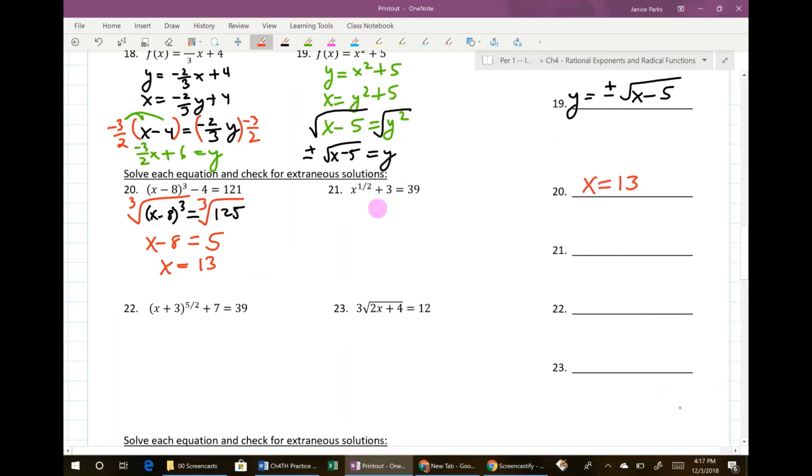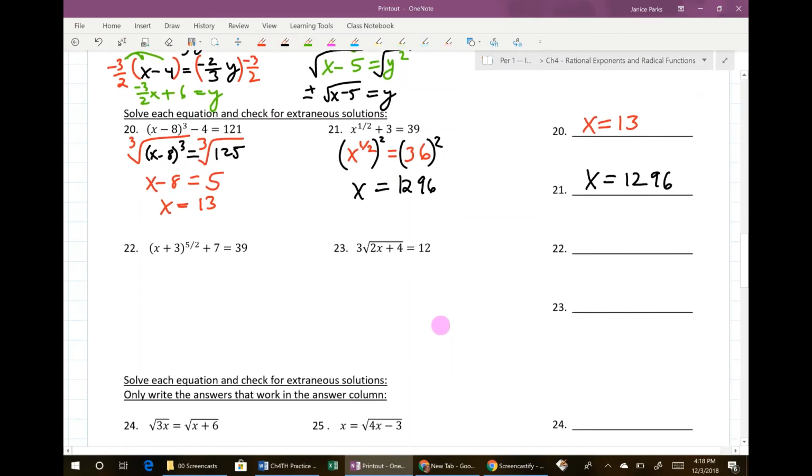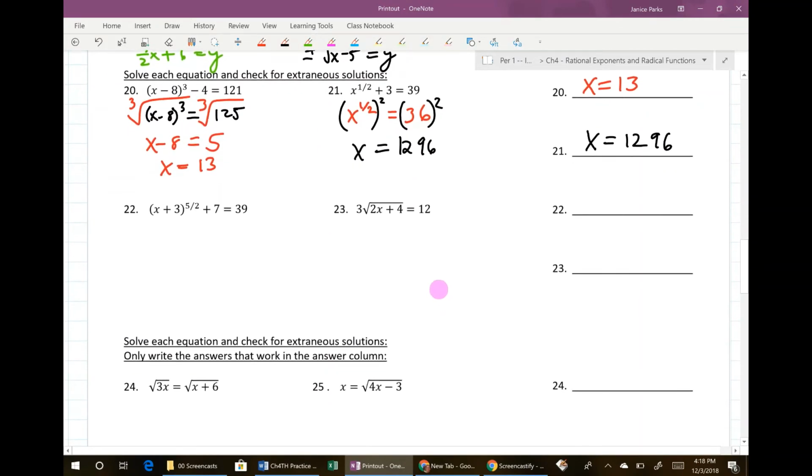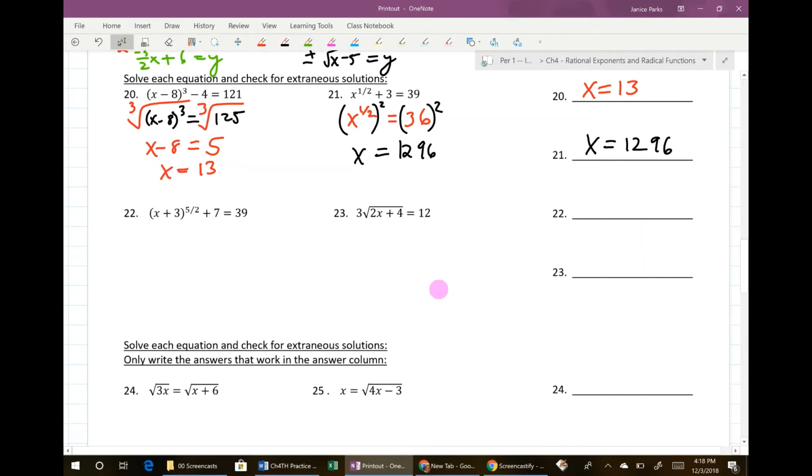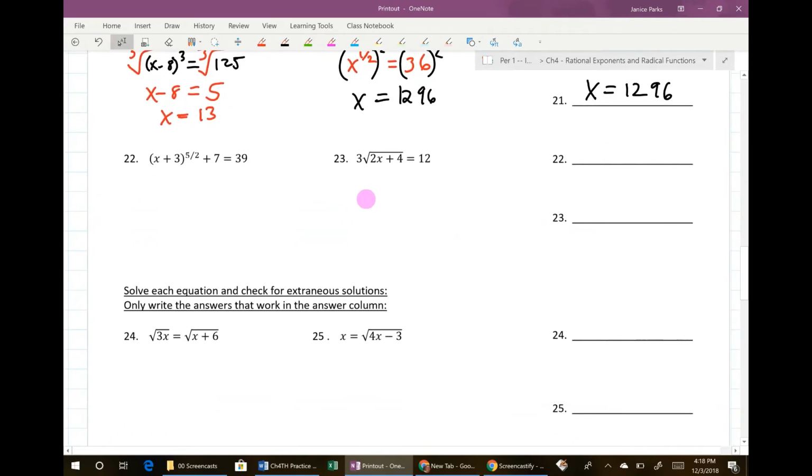Here you have x to the 1/2, so you subtract 3. So you get x to the 1/2 is equal to 36. You're not taking the square root here. A lot of people would like to take the square root, but you're actually squaring because you have to undo this part. So you get x is equal to 36 to the second power, which is 1296. And again, you can check your answers on that. It does work.